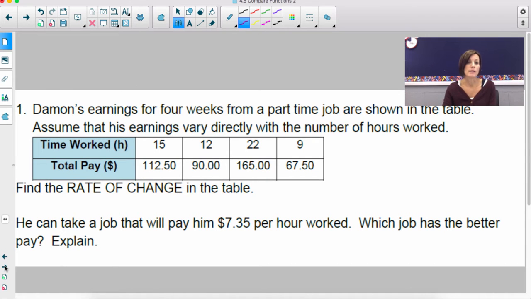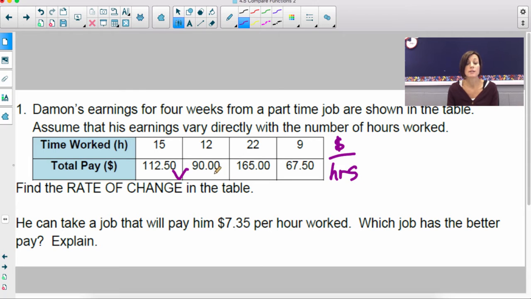All right, Damon. Damon's earnings for 4 weeks from a part-time job are shown in the table. Assume that his earnings vary directly, which means it's going to be the same per hour with the number of hours worked. So we're going to have to do some math. Our pay over hours is what we're looking for again.